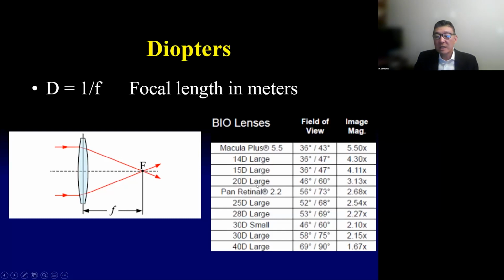As you can see, the smaller the number, the smaller the field of view, but it gives you a higher magnification. So it's a trade-off.